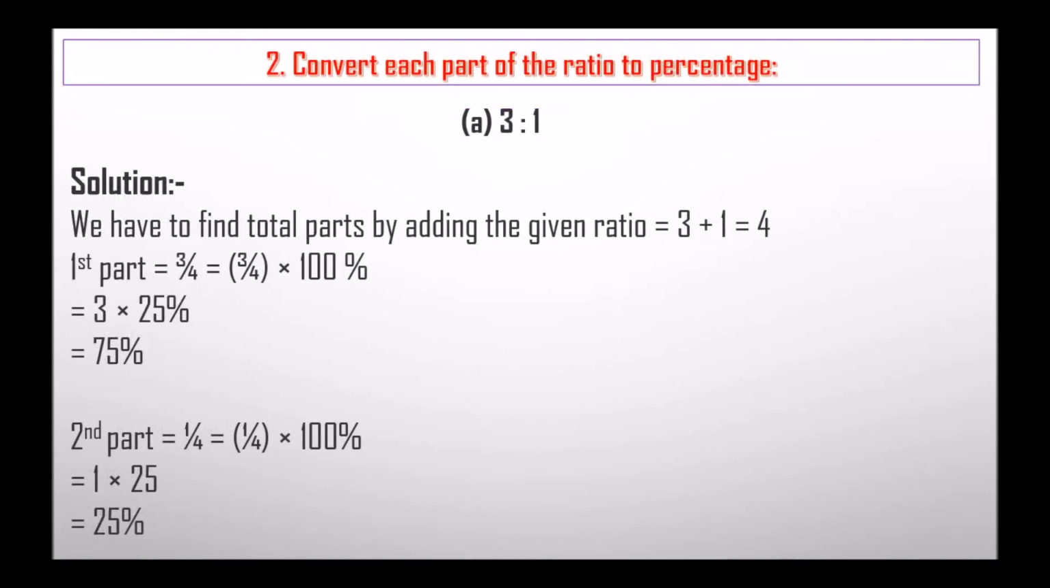Second question, convert each part of the ratio to percentage, that is 3:1. We have to find the total parts by adding the given ratio, that is 3 plus 1 equals 4. First part is 3 upon 4 into 100%, that is 3 into 25%, that is 75%. Second part is 1 by 4, so 1 by 4 into 100%, so 1 into 25, that is 25%.